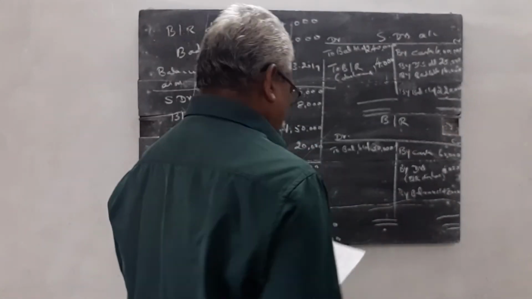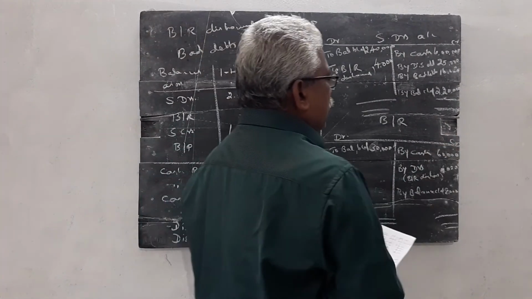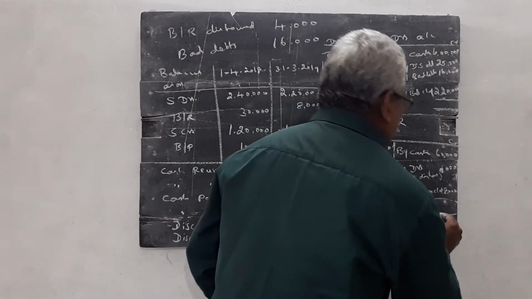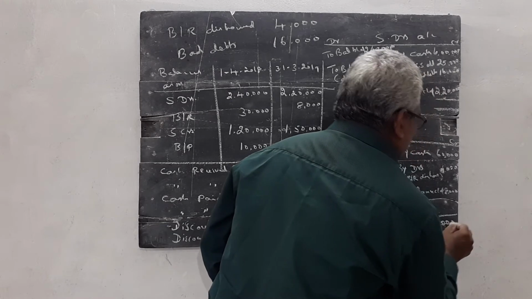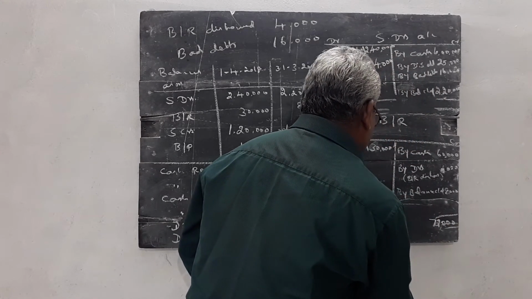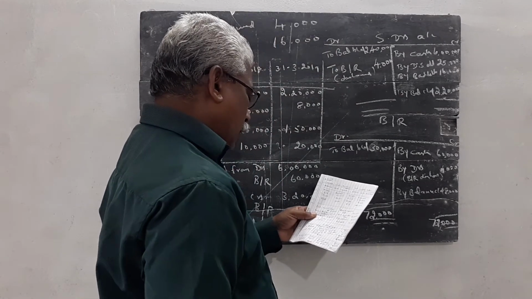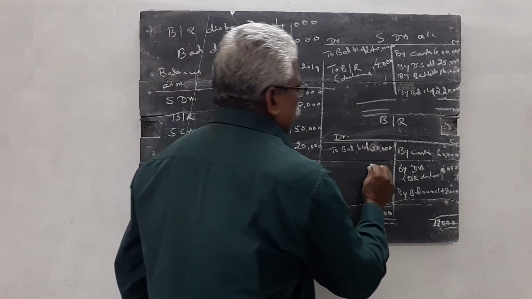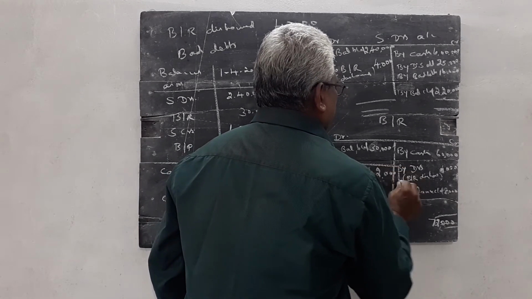First we total bills receivable account. When we total this side, we can get 72,000. We simply total it, 72,000. The same 72,000 is entered here also. 72,000 minus 30,000 is equal to 42,000. This is the first answer.